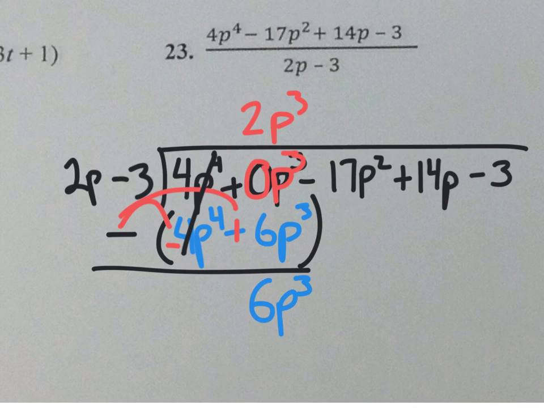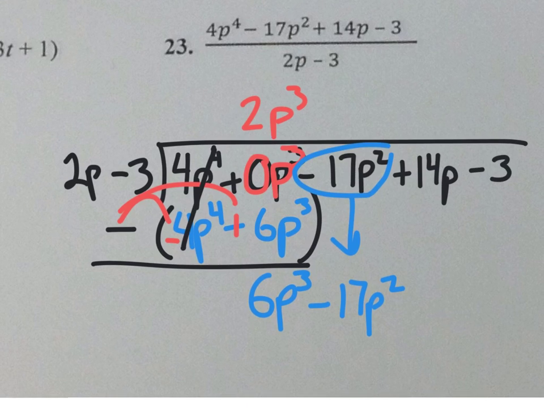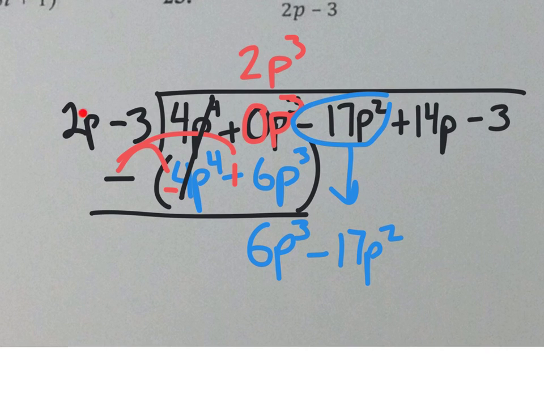I bring down the minus 17p squared. I want to take this minus 17p squared and bring it down. It's going to be minus 17p squared right there. And then once again, you go for your first term. 2p times what will give me this exact 6p to the third? Once again, 2p times what will give me this 6p to the third? It's going to be positive 3p squared.